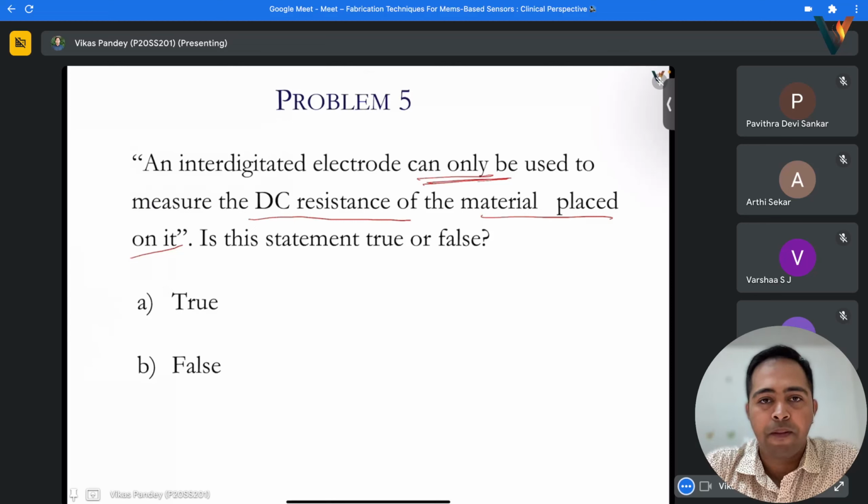Yes, please. If you are not understanding anything in the question, you can ask that also.